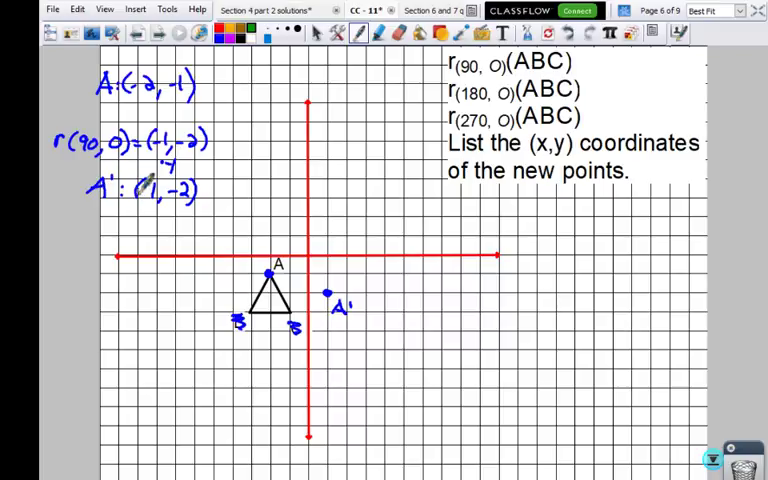Okay? So we're going to do the same thing to point A, except this time we're going to do a 180-degree rotation. So for rotating 180 degrees about the origin, I'm starting here at -1, -2, right? To do my 180, I'm going to multiply both of these by -1. And I'm going to get +1, +2. And because this is my second point, this is going to be A double prime. So I'm going to go 1, 2, and I'm going to label that as A double prime.